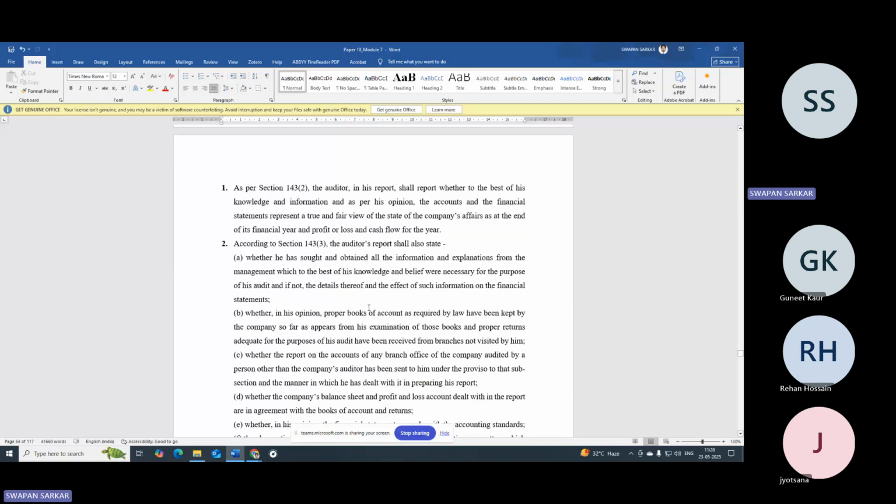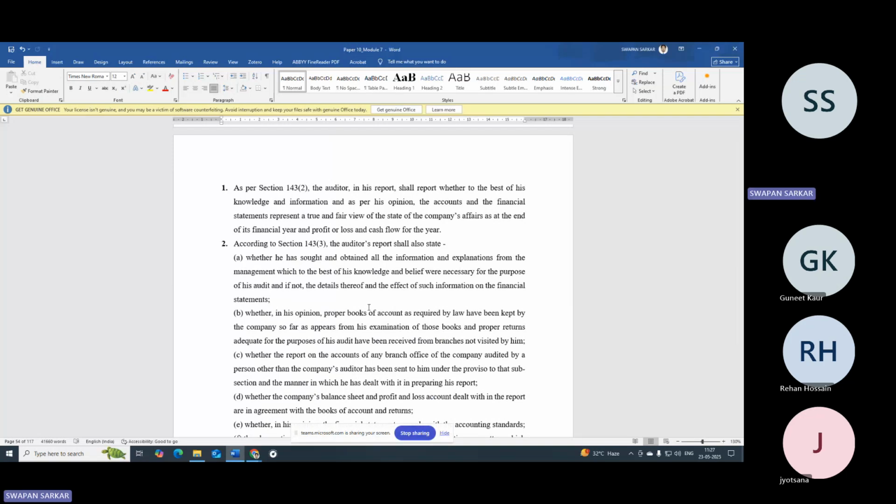Secondly, according to Section 143, subsection 3, the auditor's report shall also state whether he has sought and obtained all information and explanations from management which, to the best of his knowledge and belief, were necessary for the purpose of audit, and if not, the details thereof and the effect of such information on the financial statements.